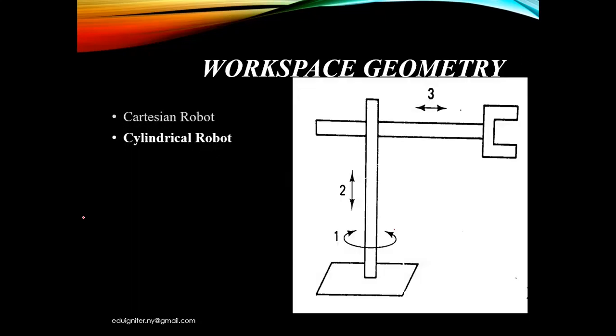In this robot system, here is a coordinate frame. This is the z-axis, this is the x-axis, and this is the y-axis. Link one rotates about the z-axis and can translate along the y and x-axes. This type of arrangement is called a cylindrical robot.